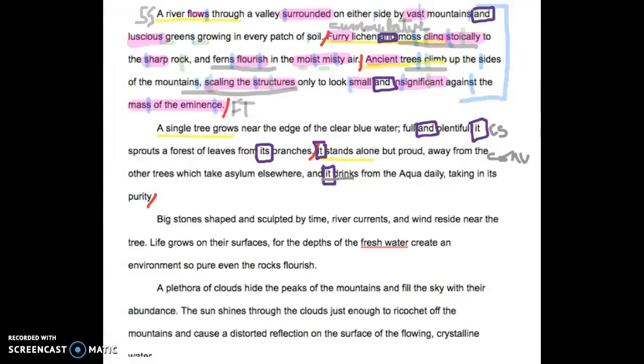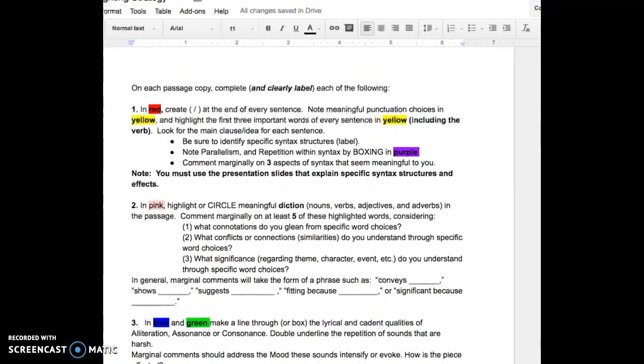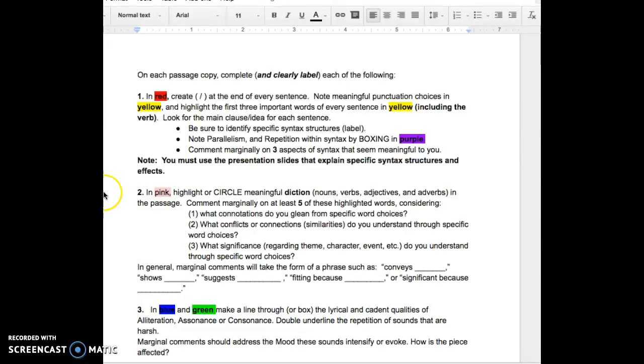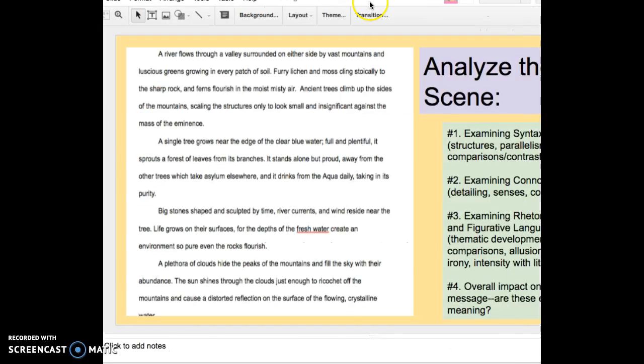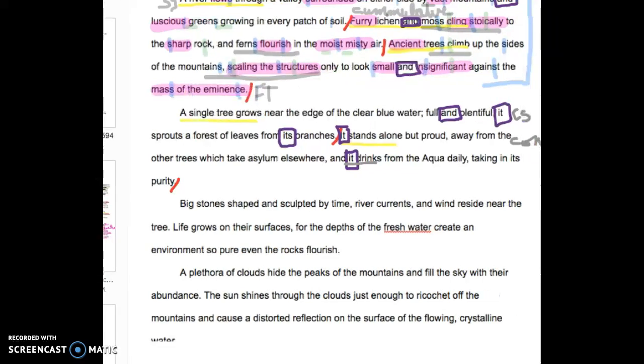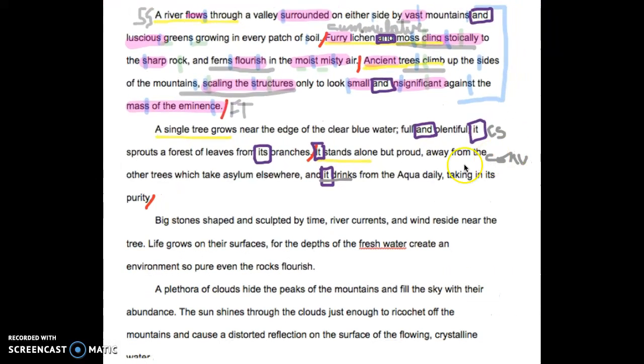The next thing that our highlighting strategies tells us to do is to circle the connotative diction in pink. So let's go back. Our connotative diction that I have identified is flows, surrounded, vast. These are your adjectives and your powerful verb choices. Luscious, furry, cling stoically, sharp, flourish, moist, misty, ancient, scaling the structures, small, insignificant, mass of the eminence.